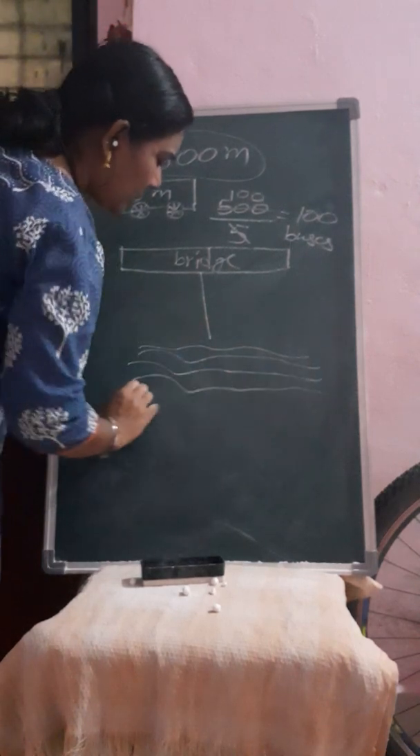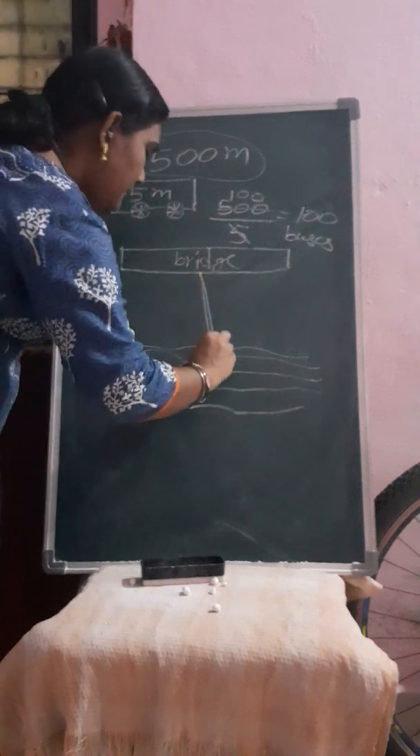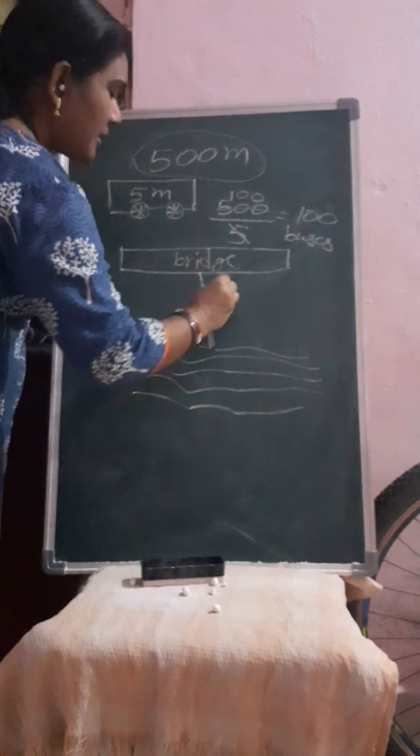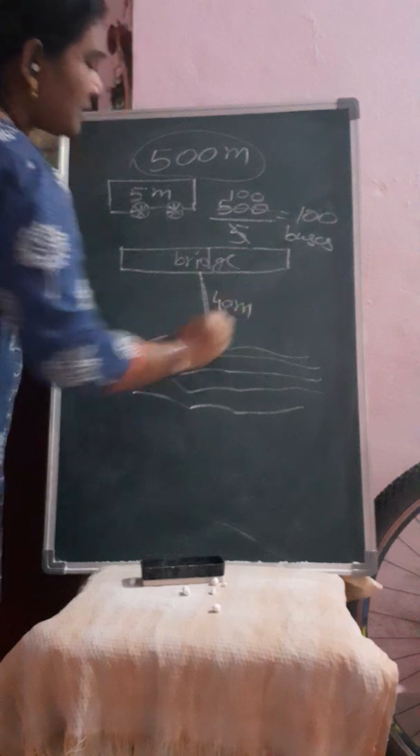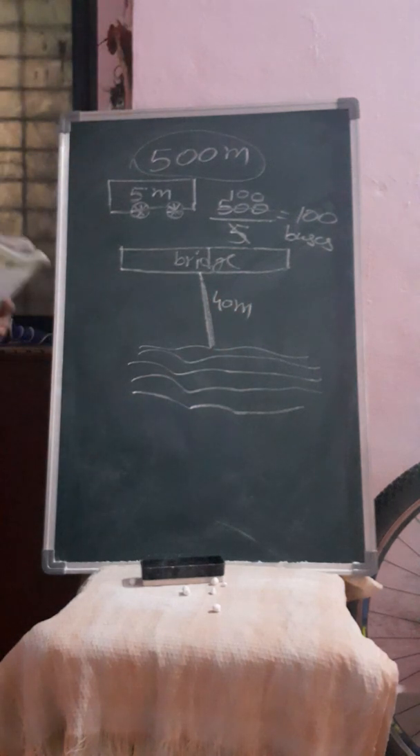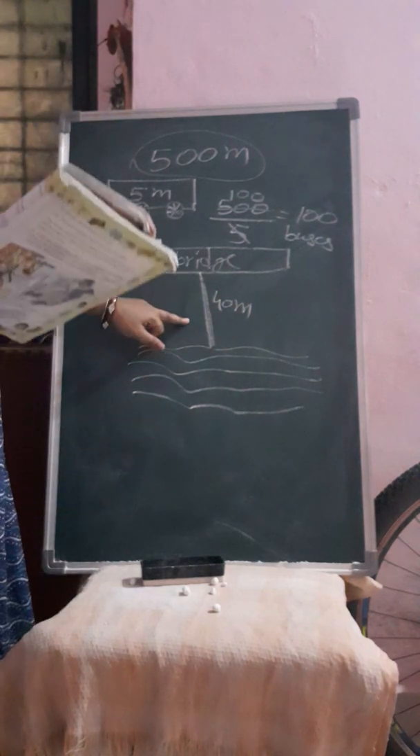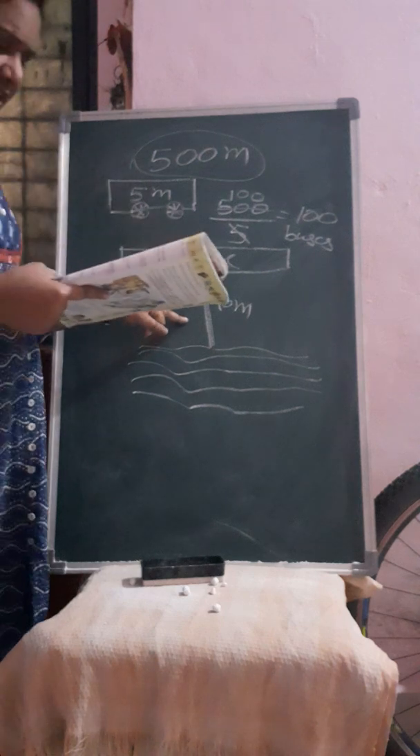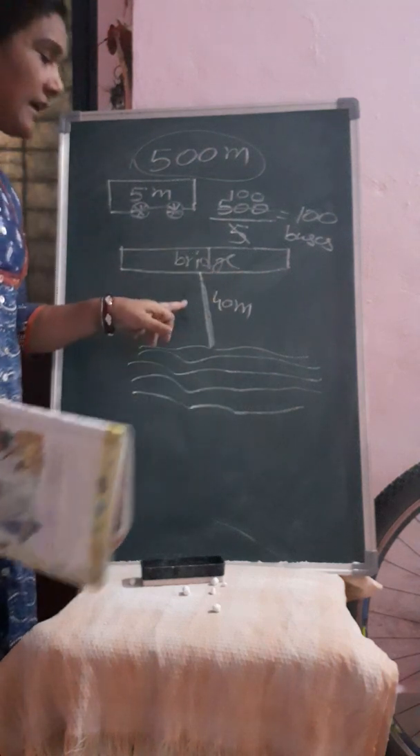The water level of the bridge now is 40 meters below the bridge. Mr. Rakesh is telling this is 40 meters below. But Miss Asa is telling that in the rainy season, the water has risen.